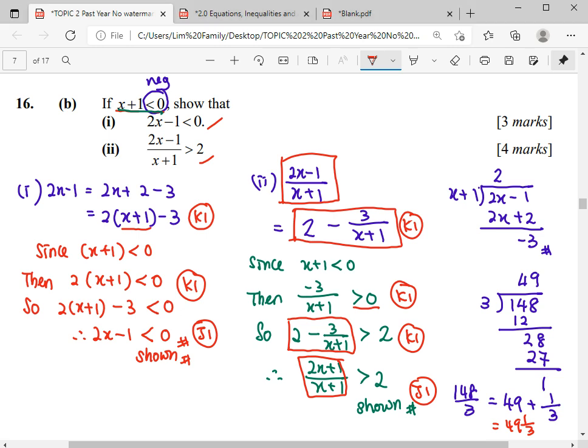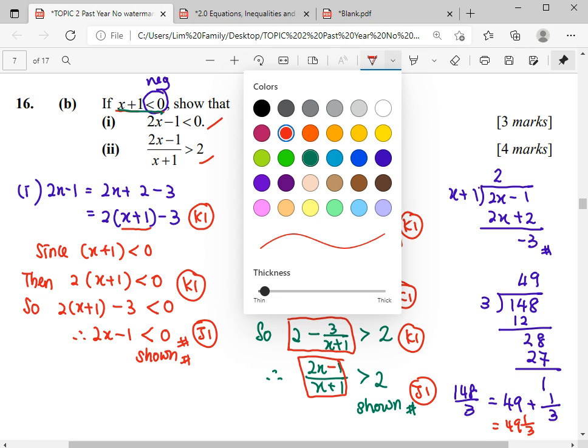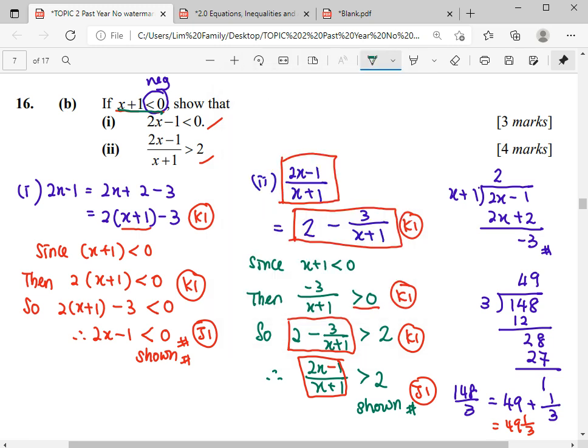Okay, I got a writing mistake here. This is minus. Oh, that's why you did not understand what the writing mistake is. Nothing changed, I just wrote it wrongly. Minus. Okay. Thank you.